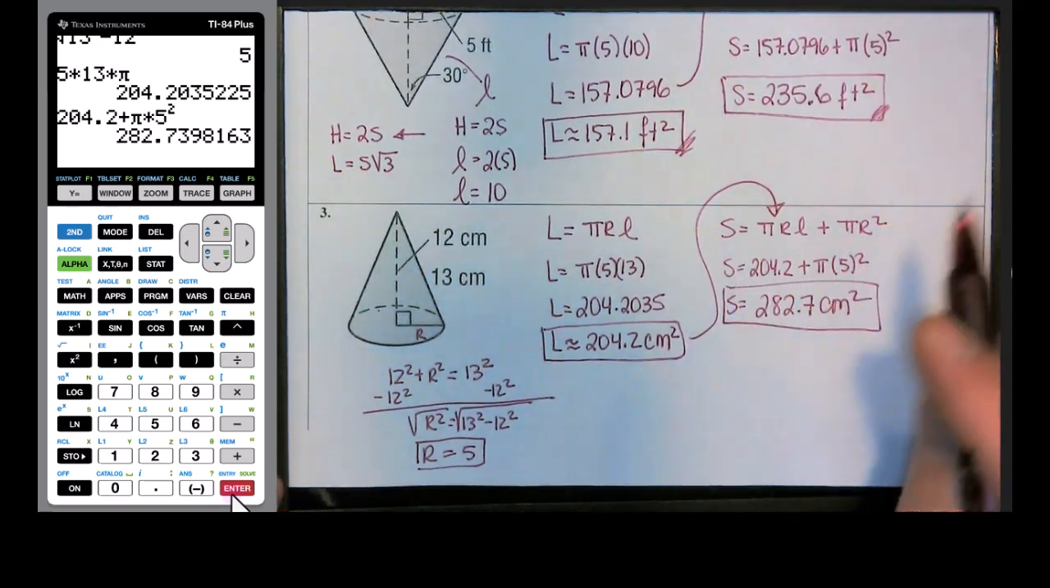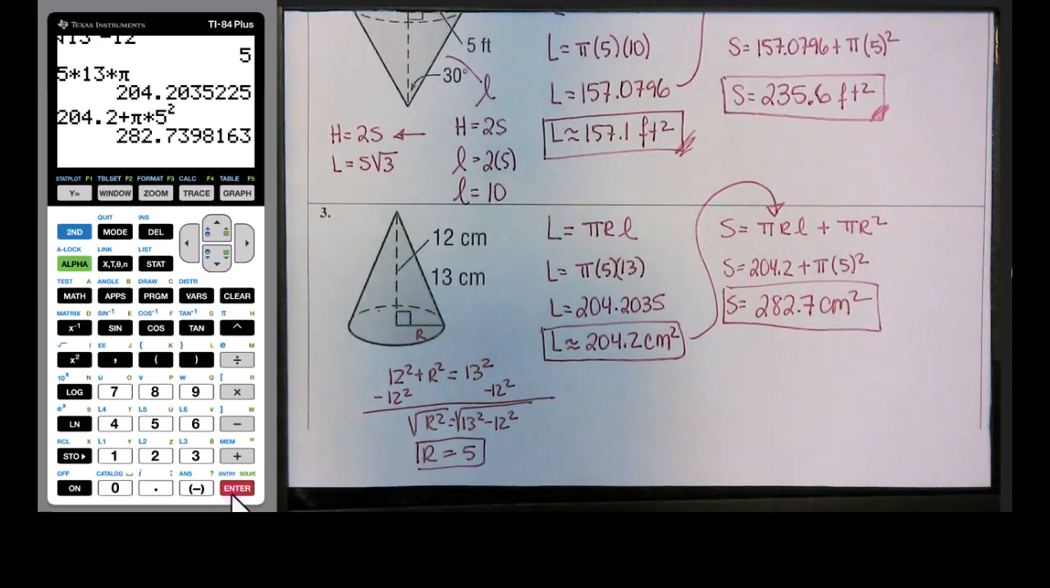So here today we learned about how to find the lateral area and surface area of pyramids and cones. I hope this lesson was helpful.